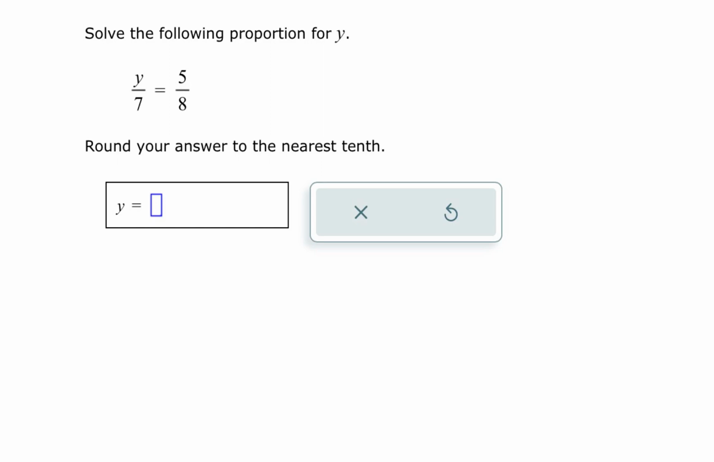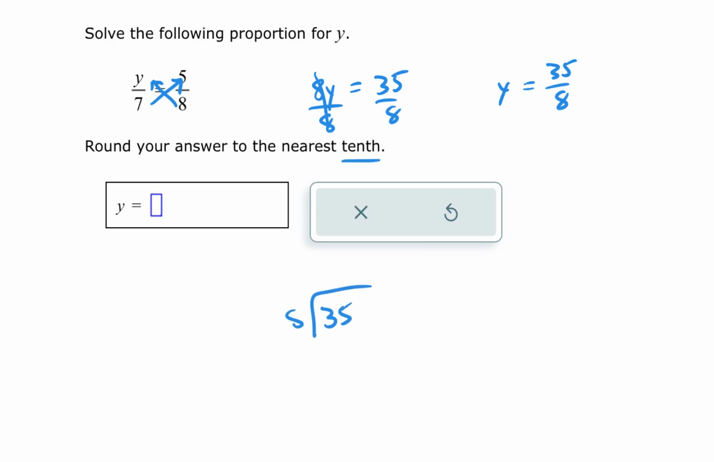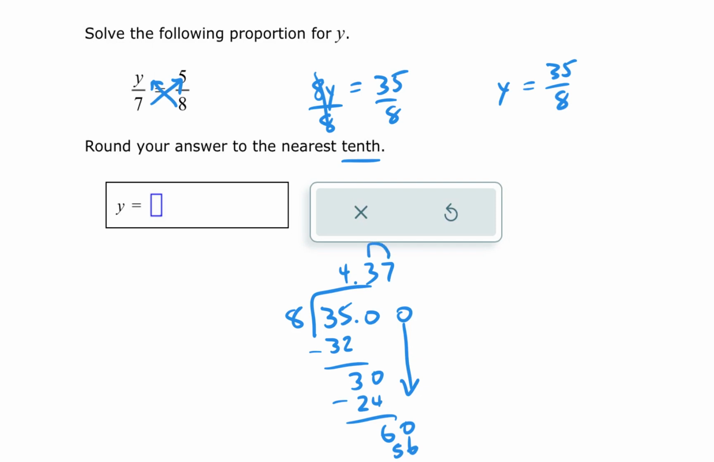Here's one last example. Cross multiplication, we're going to have 8 times y, which is 8y, and 7 times 5, which is 35. So y will be equal to 35 over 8. We divided by 8 on both sides. And now we're going to round to the nearest tenth, so 35 divided by 8. 8 goes into 35 4 times. 8 goes into 30 3 times. And then 8 goes into 60 7 times. So the 7 will bump up this 3, so we'll have 4 4/10.